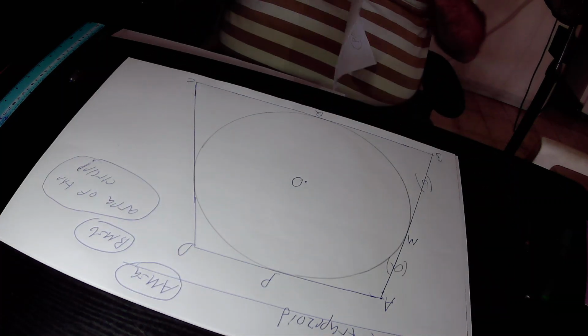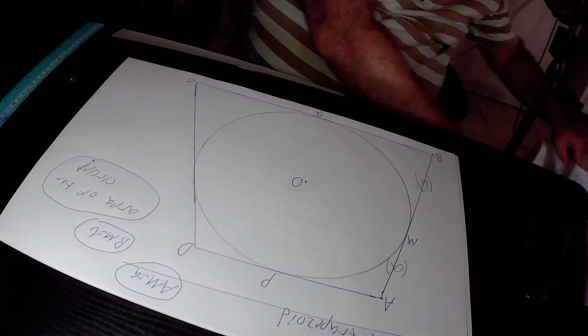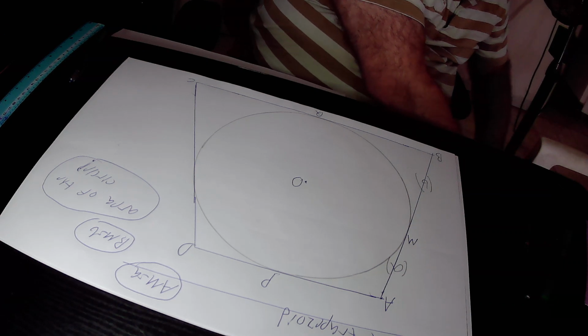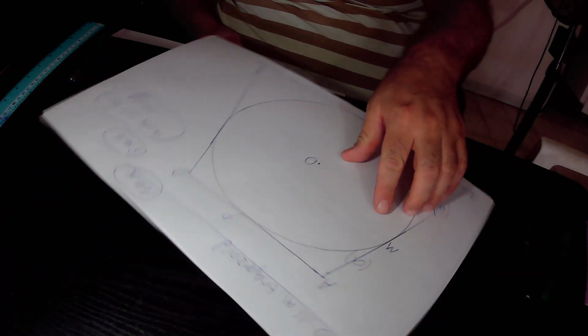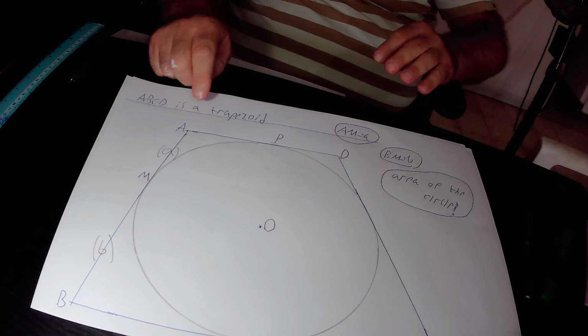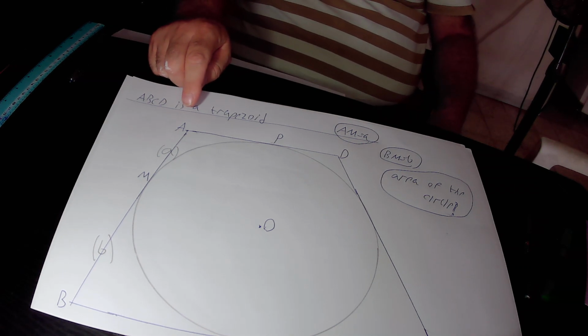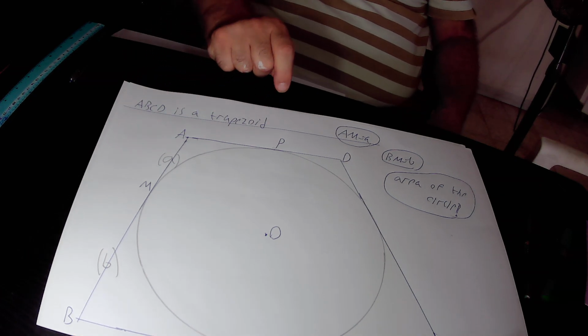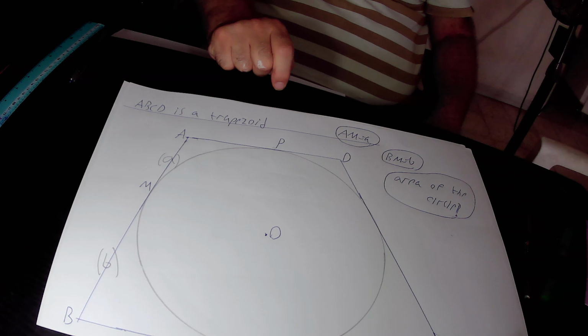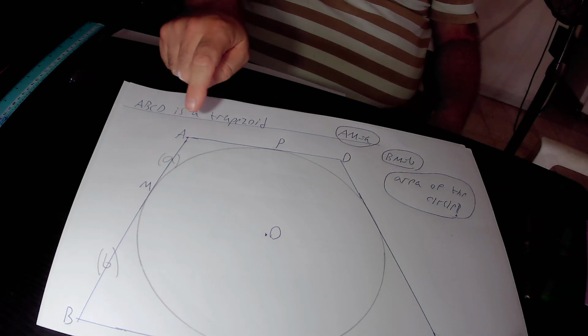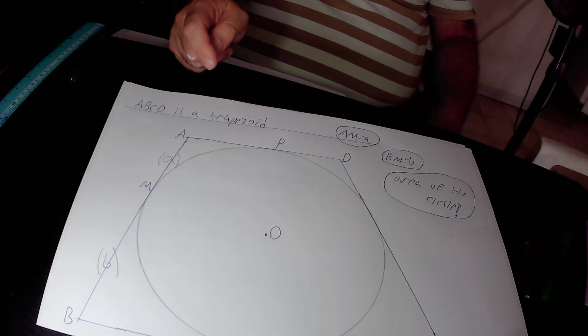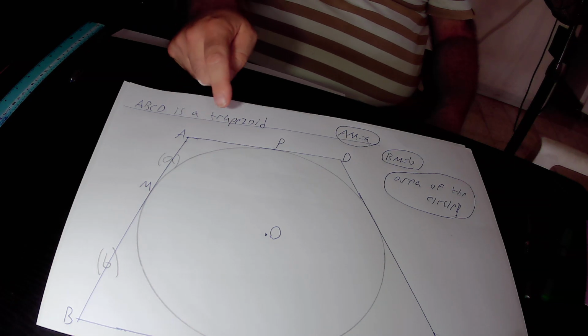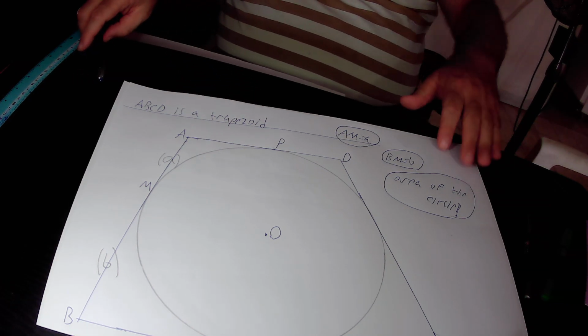Why? Because in our drawing, if you focus on this common external point, point A, from this point A, we have two tangents to this circle, tangent AM and tangent AP. And according to rule 2, they are equal to each other. That is to say, AM equals AP. But AM is a, therefore AP must also be equal to a units in its length.